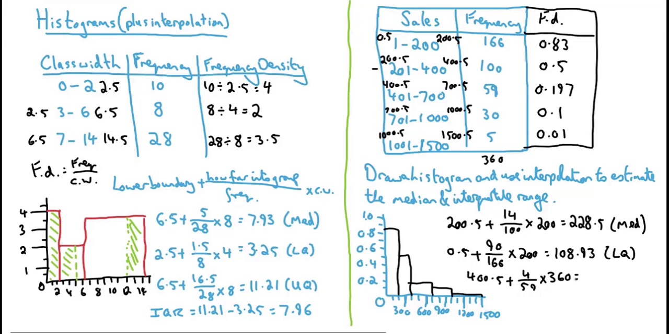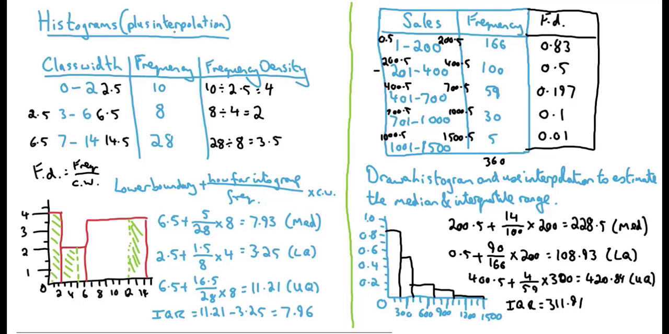Once again, we're going to have to round. So for this, we're going to get 420.84, the upper quartile. Therefore, for the interquartile range, we'll just minus this number from this number, and that leaves you with 311.91.